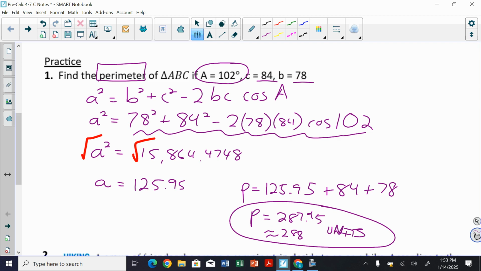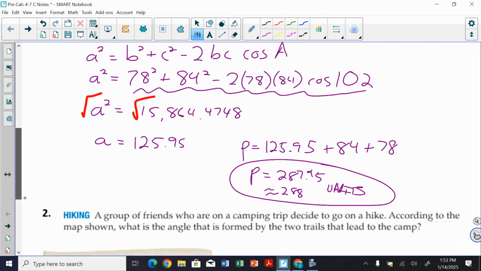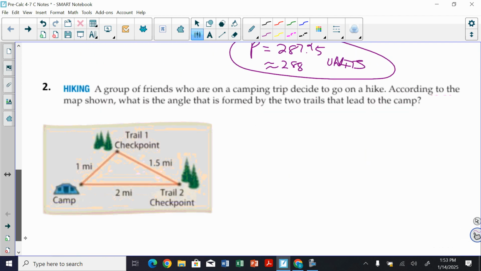That's units. Okay. All right. So that's what the little application was where they're trying to find the perimeter. We had to use it. All right. So let's do a little story problem here.